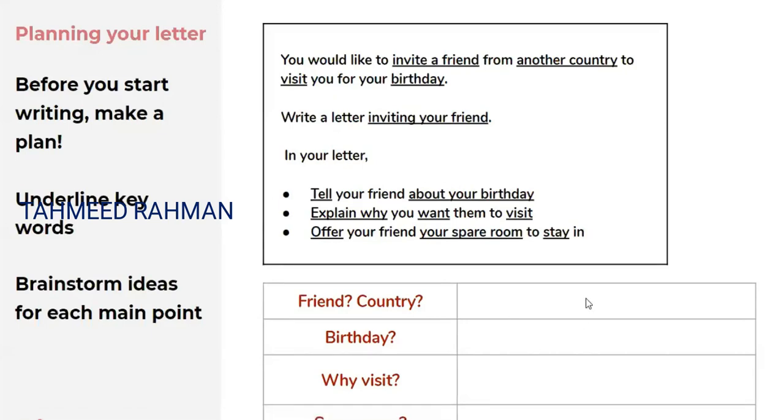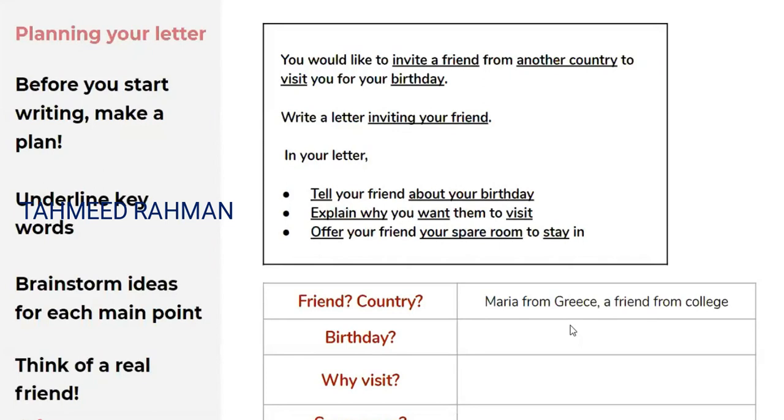What about the birthday? Well, it depends on you which birthday you select, but I would suggest that you select a special birthday, maybe your 18th birthday, 21st birthday, 30th birthday. It's very easy to describe those because it's a once in a lifetime occasion, and you will be asked to provide sufficient details about that birthday. And also imagine that it's a real friend.